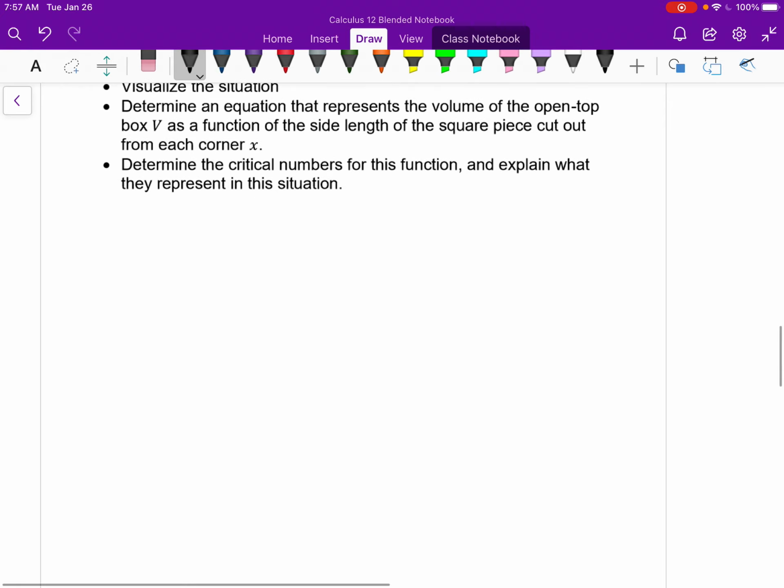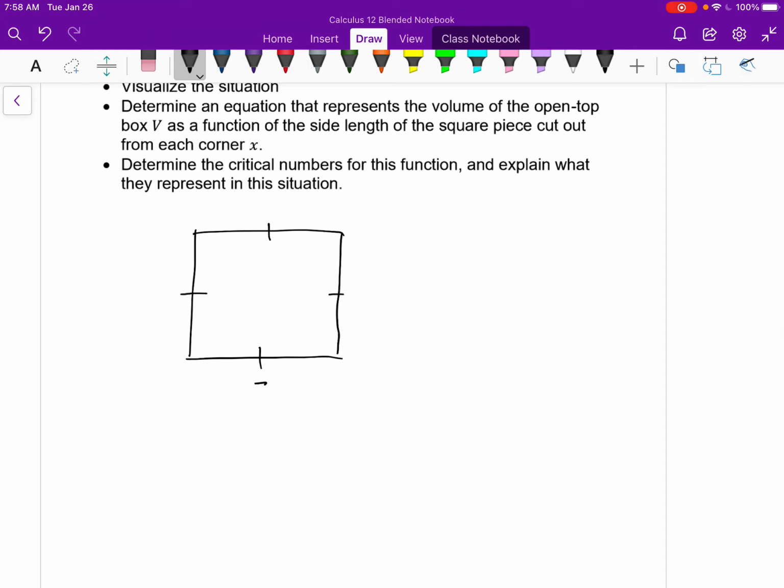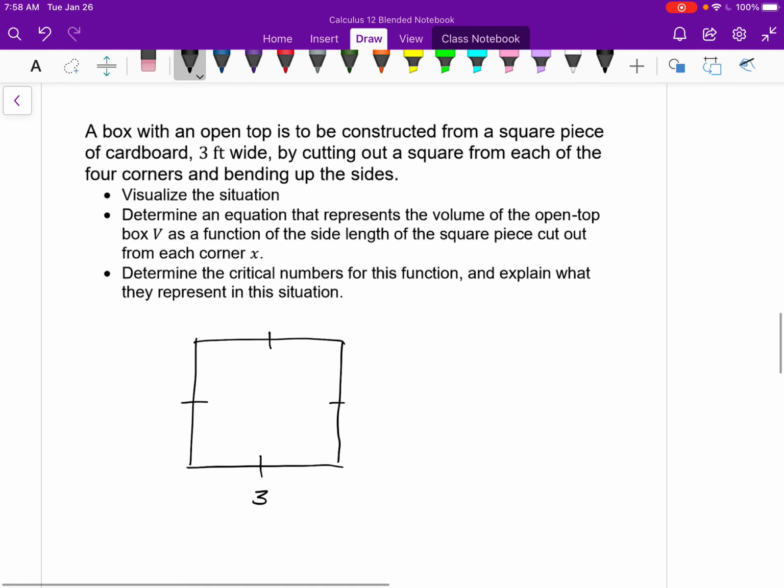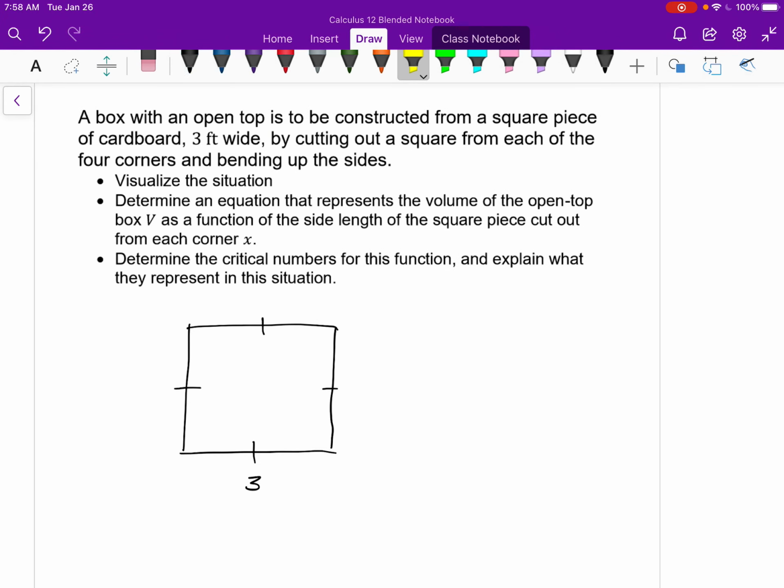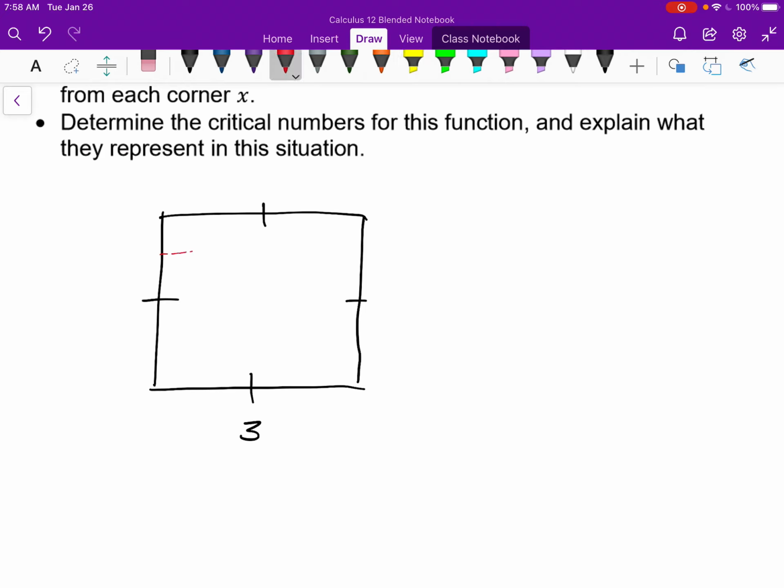I have a square. It's a nice shape to draw. And I say each side is 3 feet, so let's put 3. It says we're cutting out a square from each of the 4 corners and bending up the sides. And this will create an open top box. A fairly straightforward idea. Imagine I cut out a square here. And each of these squares has to be the same, or else it won't create a nice tidy prism.